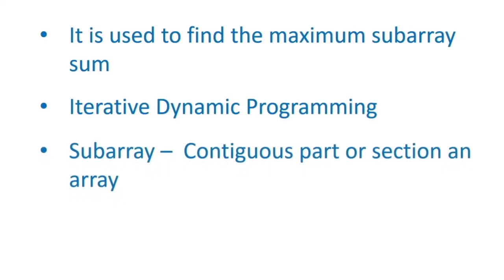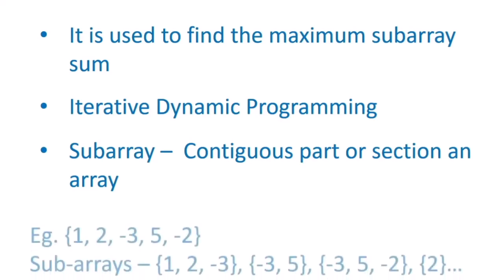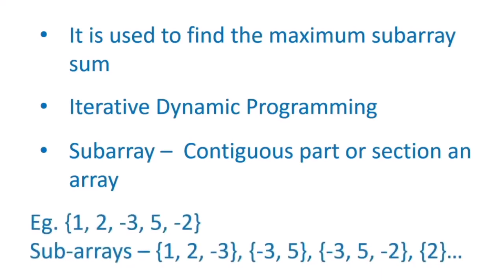Now, what does subarray actually mean? A subarray is a contiguous part or section of an array. We will understand this with an example. Here we are given an array with 5 elements and some subarrays. We can observe that each subarray's elements are continuous, which means the elements are one after another. We can have n multiplied by n plus 1 divided by 2 subarrays for a given array, and among those we have to find the one whose elements, when added together, evaluate to the maximum.